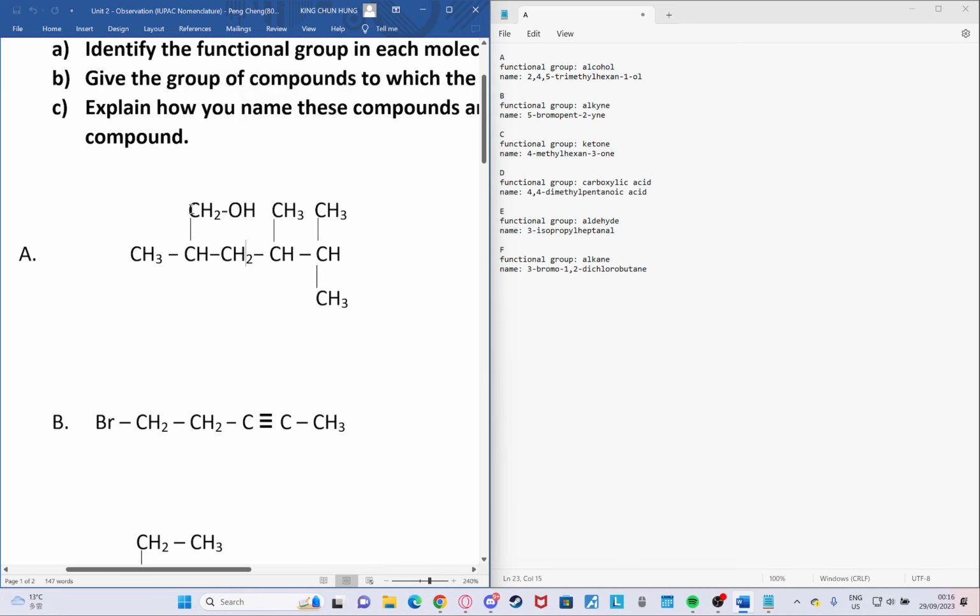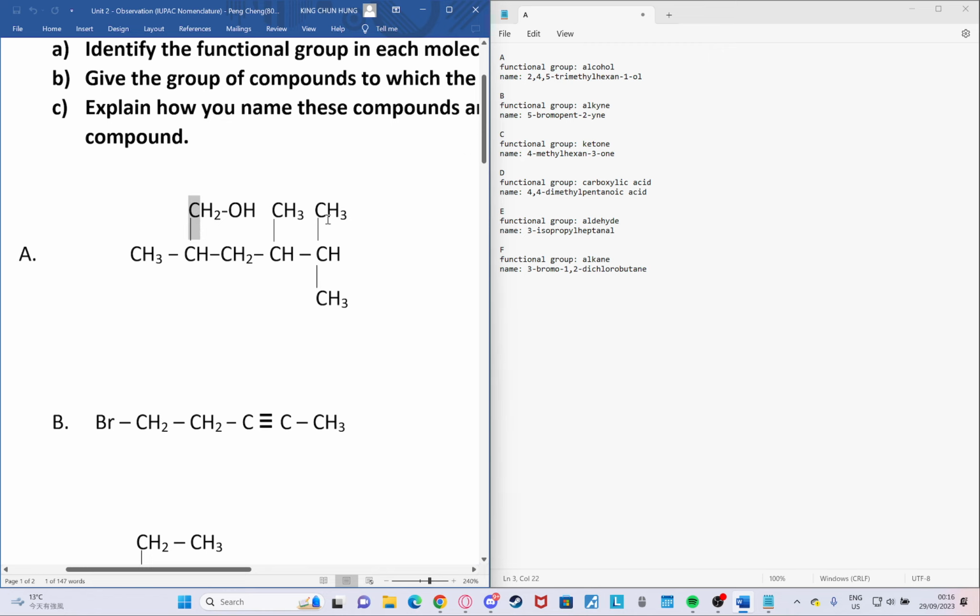The first molecule has the first carbon bonded to a hydroxy group, so therefore the functional group of the molecule is an alcohol. And the next step is to separate them by finding the longest chain and all the substituents. The longest chain is 6: 1, 2, 3, 4, 5, 6. And therefore it is hexan-1-ol, because the hydroxy is bonded to the first carbon in the chain.